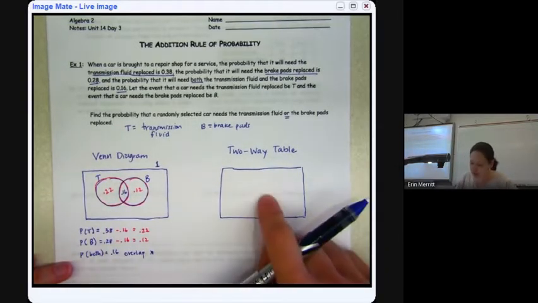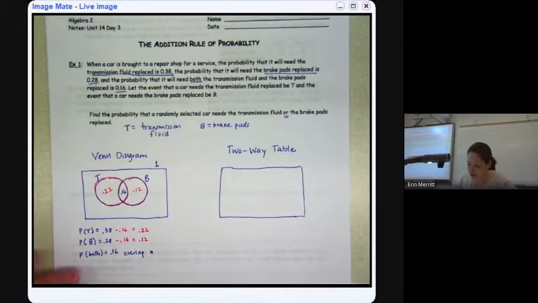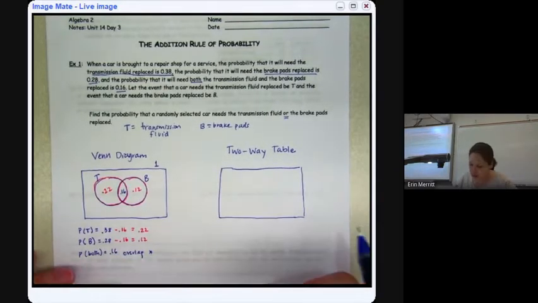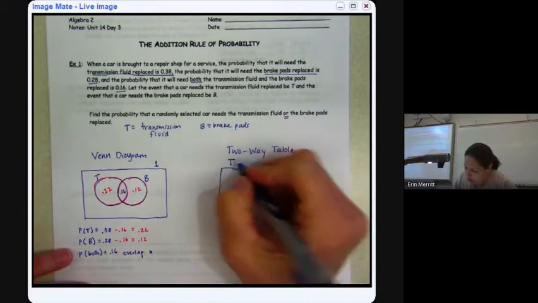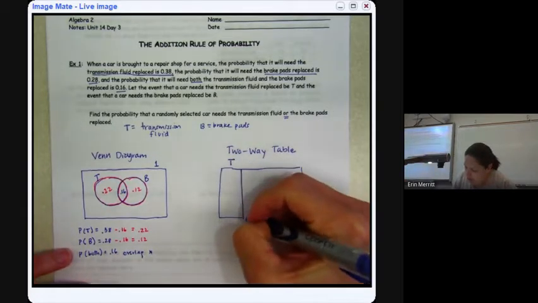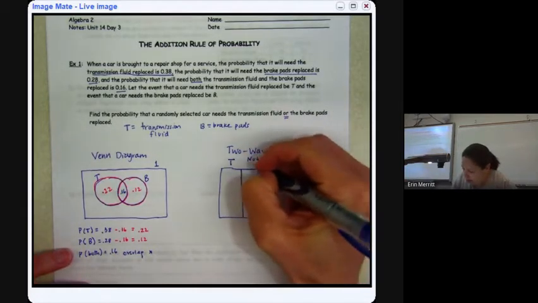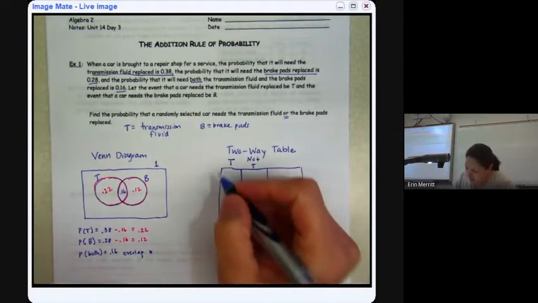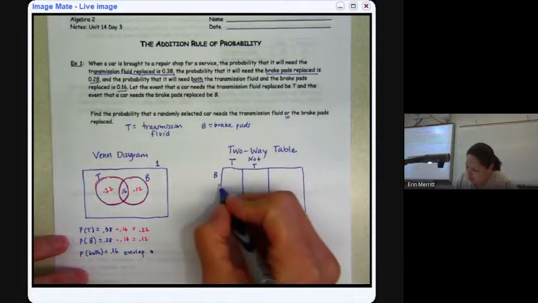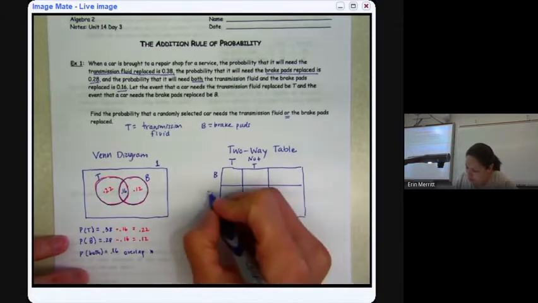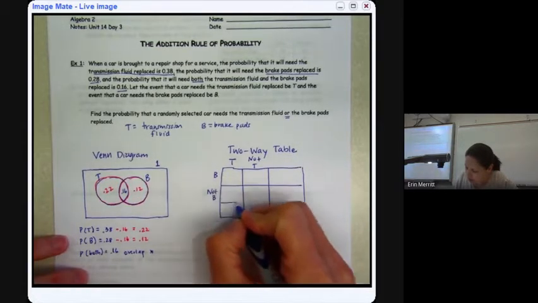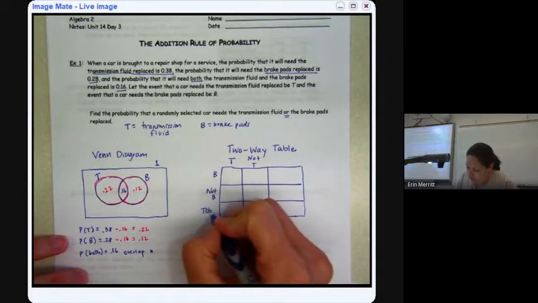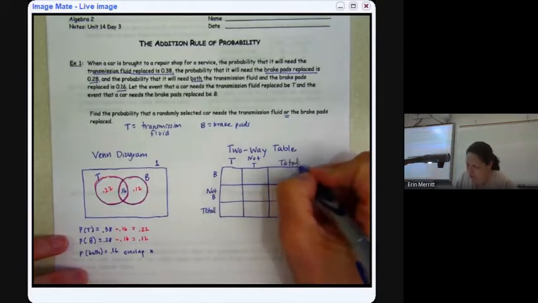In terms of a two-way table, how we set this up is you are going to have the T and the B, but then you're also going to include not T and not B. What I mean by that is the probability that you'd come in and need transmission fluid, or that you'd come in and not need transmission fluid. And then along the side, we have the probability you need brake pads, and the probability that you do not need brake pads. The last part is just going to be our totals. I left a lot of space for the total over here, but that's okay.